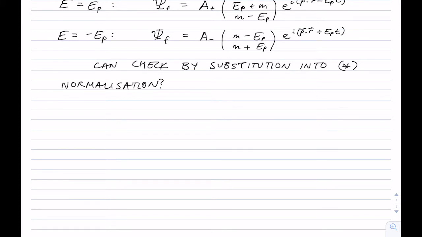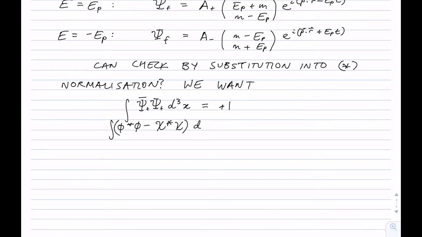What we're going to do is normalize these by saying we want the integral of psi bar psi, remember that's the density, over all space, not time, to be equal to +1 for the positive solution. So that means I want my integral of phi star phi minus chi star chi equal to 1.